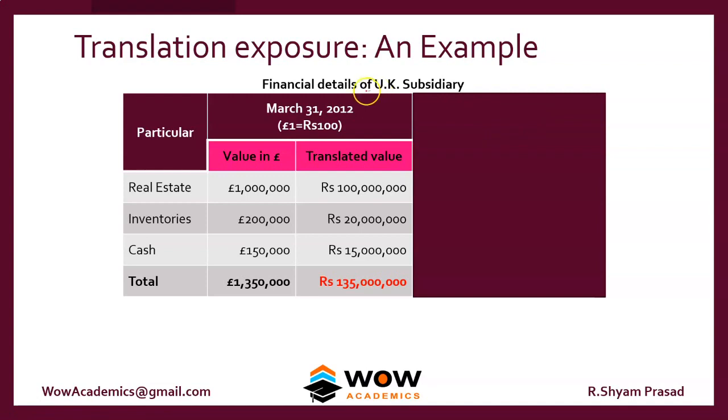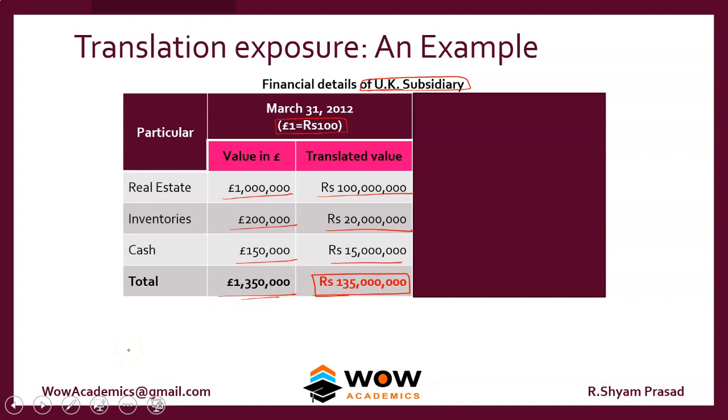An Indian company wants to invest in a foreign subsidiary and they have chosen the UK as their destination. The Indian company is investing 13.5 crore. So 10 crore is for the real estate, 2 crore is for the inventory and 1.5 crore is for the cash. When it is converted into the UK currency, it becomes 10 lakhs of real estate, 2 lakhs of inventories and 1.5 lakhs of cash. So totally it becomes 13 lakh 50,000 of assets.